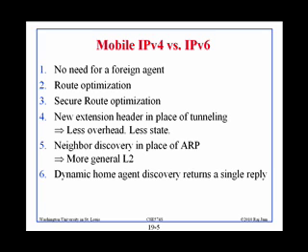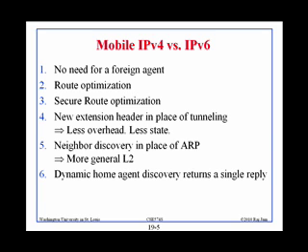New extension header in place of tunneling. So tunneling means putting two full headers. Remember, tunneling was encapsulation. So you had the IP packet with a full IP header, and you put another full IP header on the top of it. That we don't need here because we have extension headers. So we can just add a little extension header, and whatever extra information is required, we can put in there, so it is less overhead.